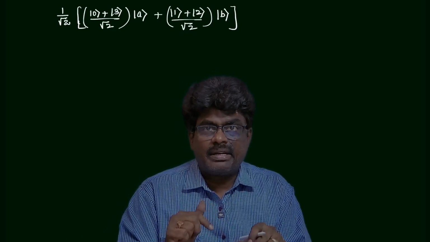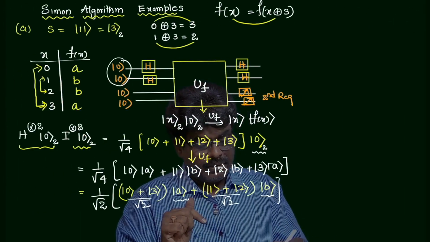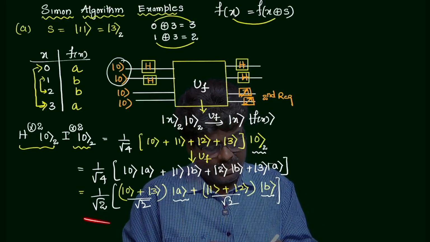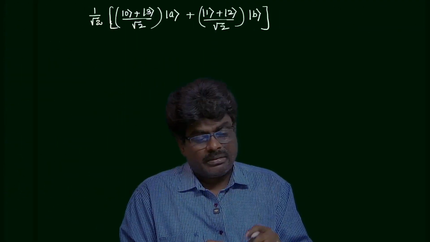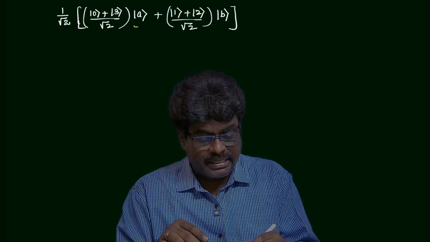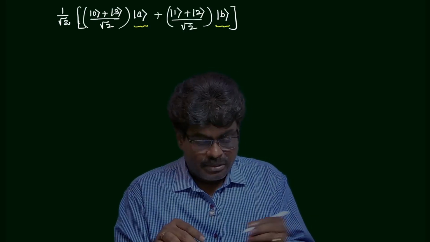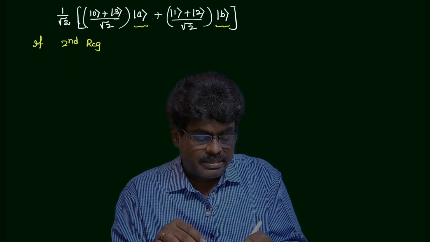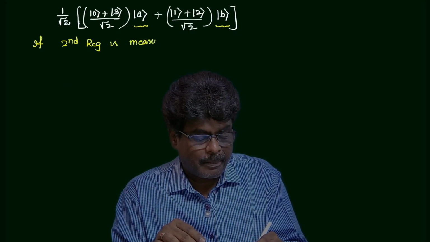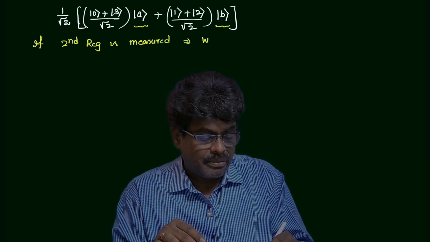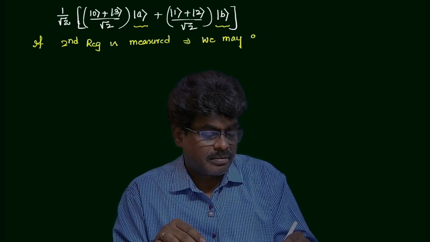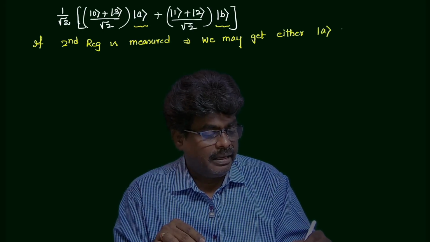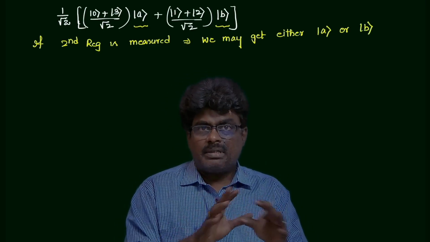Right, so this is the final result we got earlier. Once again, see here. Once this oracle function is operated, we get this final answer. Now this is the second register A, and here we have B. So for example, if the second register is measured, then we may get either A or B.